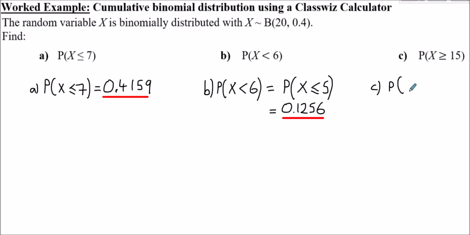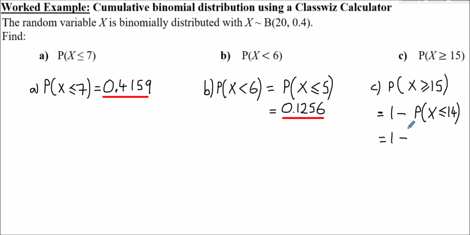Now C is the one where students tend to not like. The probability for X is 15 or higher. If it's 15 or higher, that means it's everything apart from the outcomes where it's from 0 to 14 inclusive. So that's everything, 1, minus the probability for X is 14 or less. So again, it always needs to be this symbol and this symbol facing the same way.